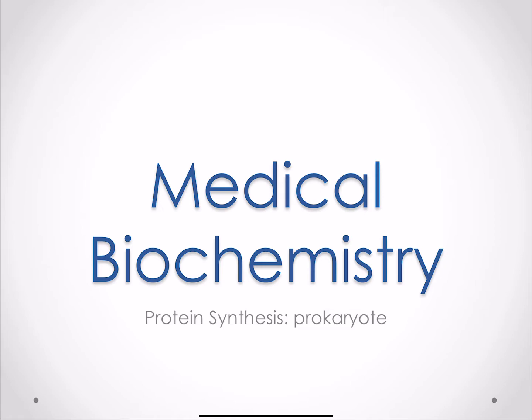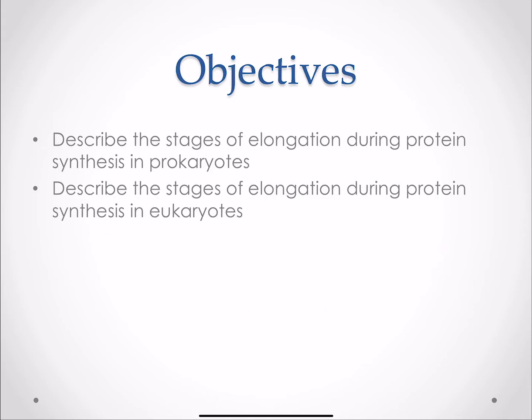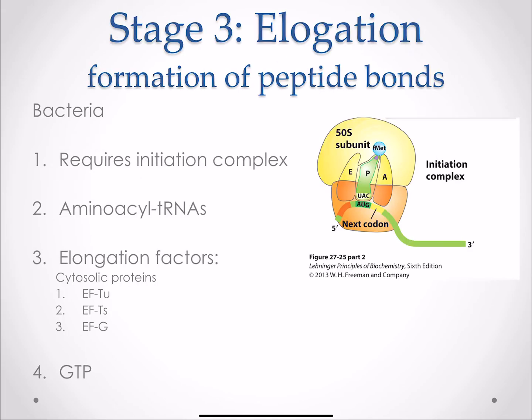Okay, so now we're going to discuss the elongation with respect to protein synthesis. And so we're going to describe the elongation in prokaryotes as well as in eukaryotes. So basically, the elongation in bacteria is going to require that whole initiation complex that we've already discussed.